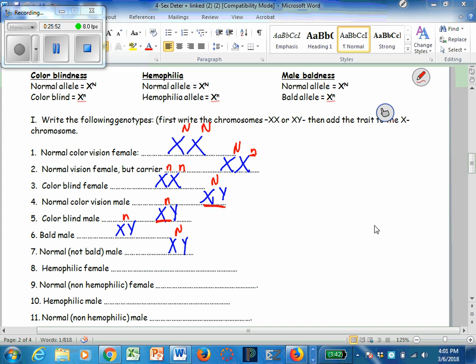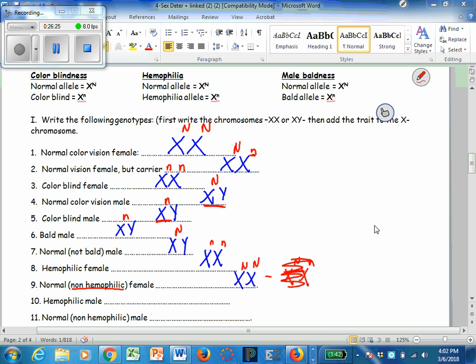So hemophiliac female, it's a female, so we know that they're XX, and they are hemophiliac, so that means they're homozygous recessive, X little n, X little n. A normal female, XX, non-hemophiliac, so they are X big N, X big N. If you're a carrier, you would be X big N, X little n. That would be a carrier version, but I didn't ask you to do that. I just said non-hemophiliac female, okay, normal.